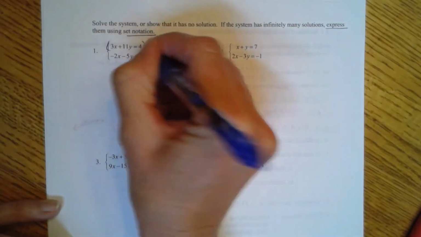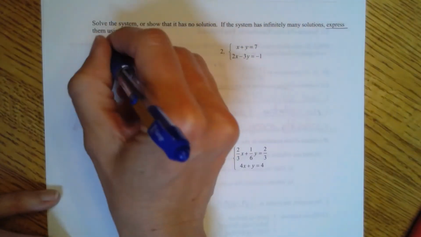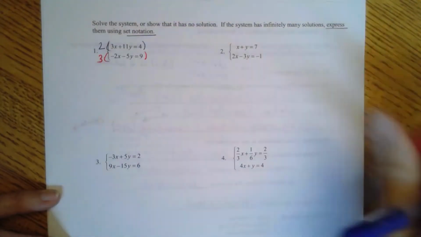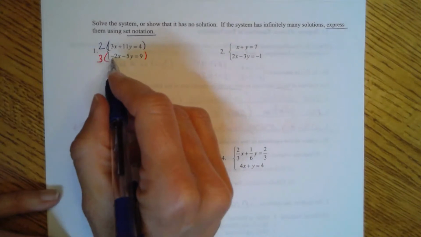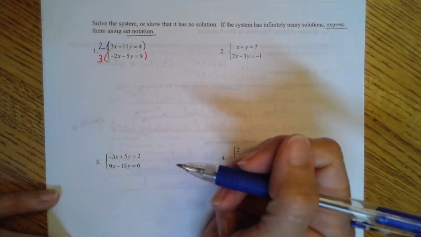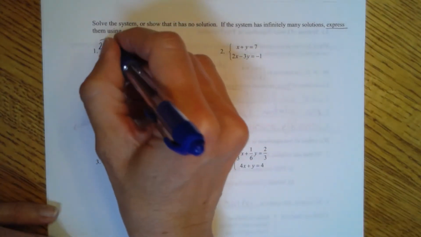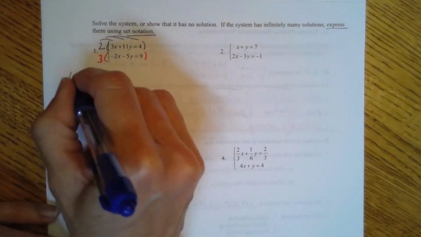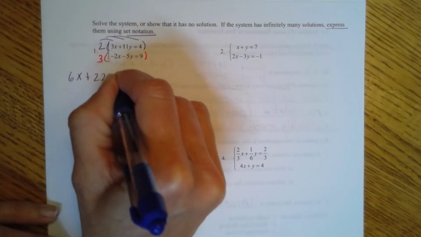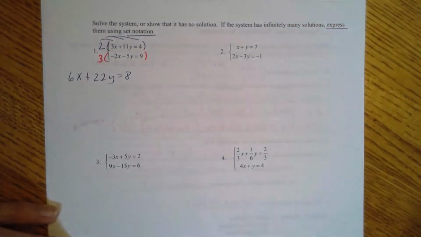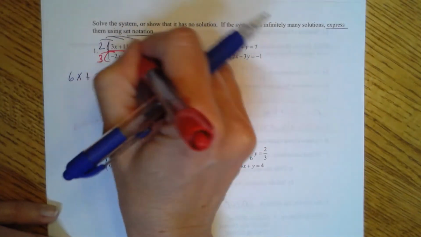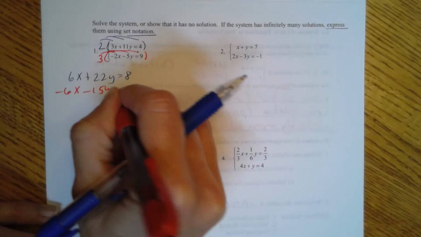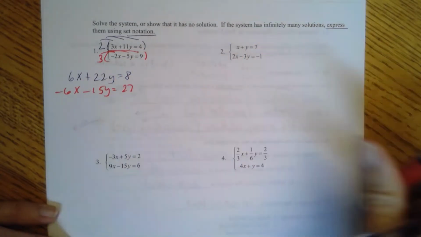So to make the x's become the same number but differing by a sign, I would multiply the first equation by 2, and I'd multiply the second equation by 3. Since one's already positive and one's already negative, I don't have to worry about multiplying by a negative. When you distribute your 2, make sure you go all the way across. So I'm going to end up with 6x plus 22y equals 8. You're going to do the same thing with the 3. Make sure you distribute all the way across. So you get a negative 6x minus 15y, and 3 times 9 is 27.